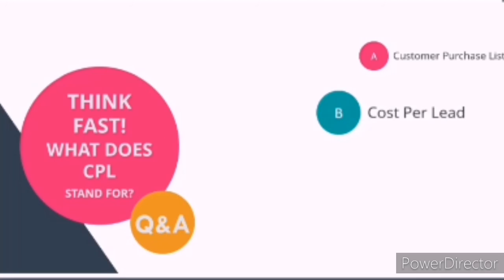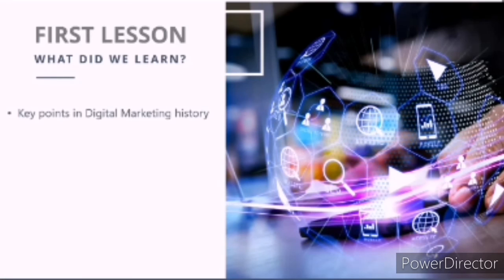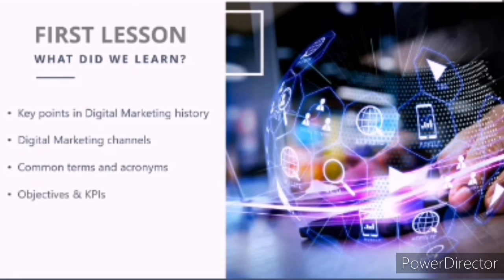Well done, everybody. What we learned was key points in digital marketing history, so you can get a better understanding of where we are going with this course. Then digital marketing channels, the top ones I have to add, common terms and acronyms for the first module, and then objectives and KPIs, an introduction to that, plus performance marketing basics.